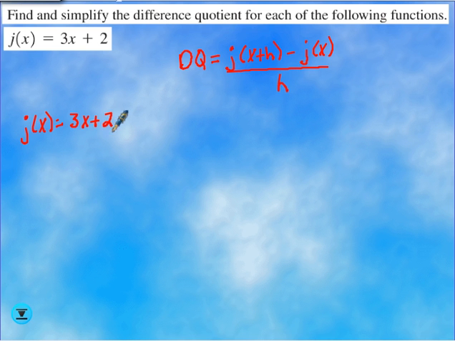My next step is I would go ahead and find j of x plus h, which would be 3 parentheses x plus h plus 2. Again, in order to find j of x plus h or f of x plus h, simply take out the x, put in x plus h. We can clean that one up. That'd be 3x plus 3h plus 2.